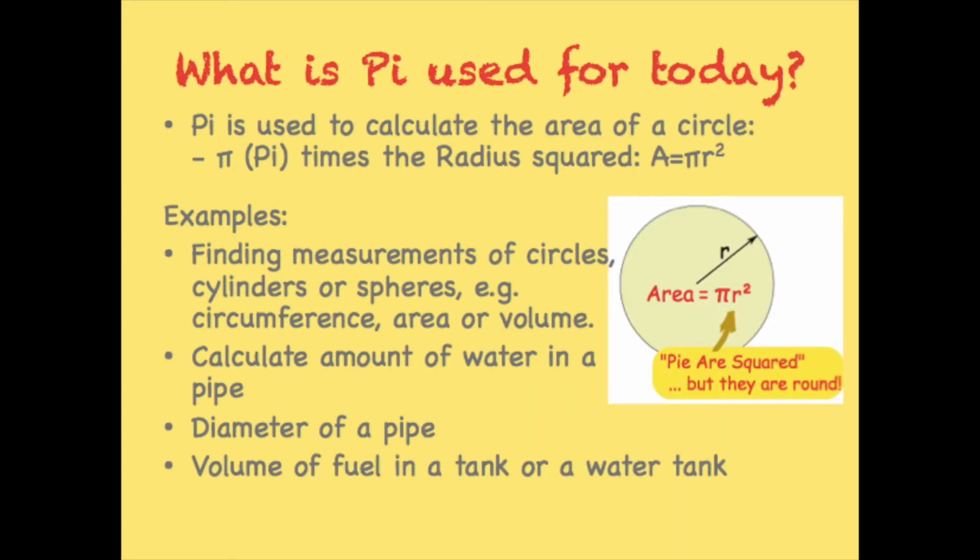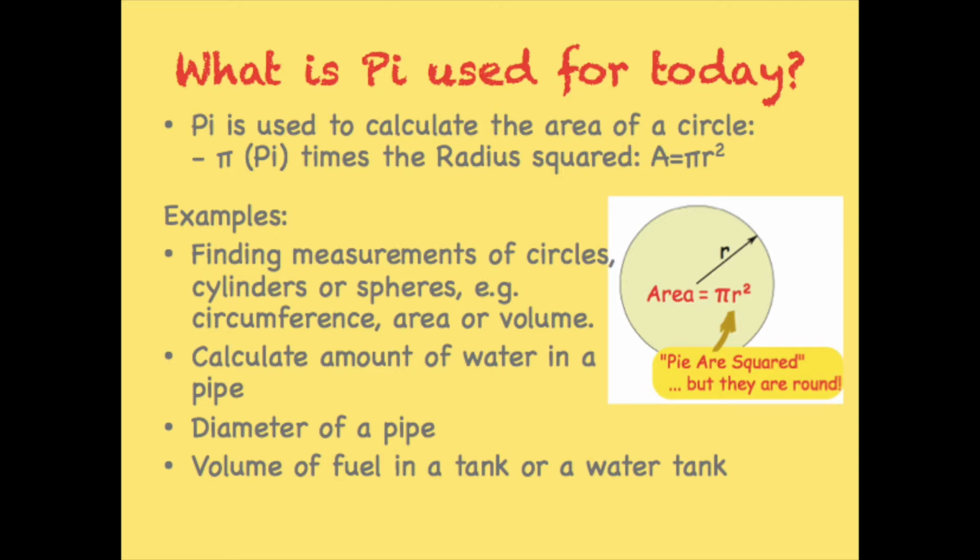Let's take a closer look into what pi is actually used for. Today, it is useful for finding measurements of circles, cylinders, or spheres. For example, circumferences, areas, or volumes. It is also used to calculate the amount of water in a pipe or the diameter of a pipe. And it can be used to find the volume of a fuel in a tank or a water tank.